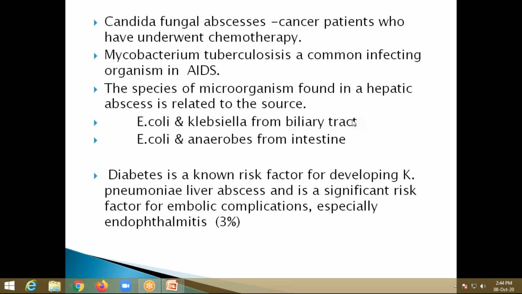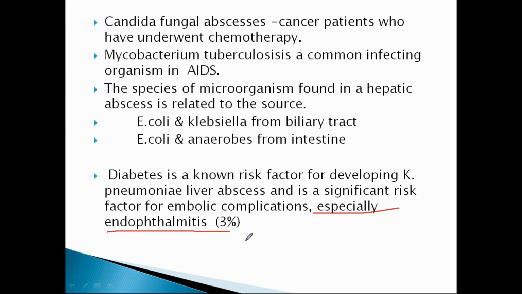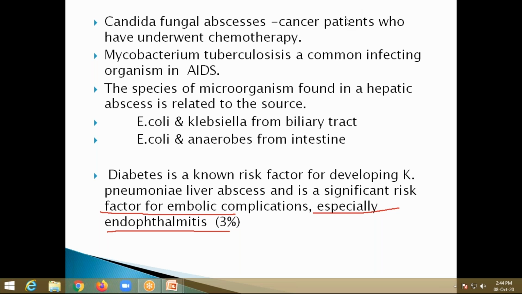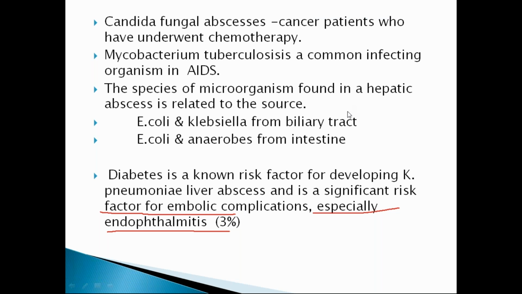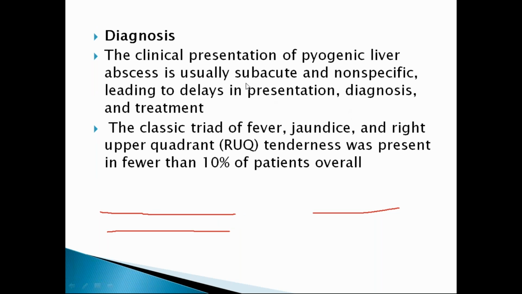E. coli and Klebsiella will come from the biliary tree. E. coli and anaerobes from the intestinal tract. Diabetes is a risk factor for Klebsiella pneumonia, liver abscess, and significant risk for embolic complications. So diabetics having Klebsiella pneumonia have a specific but uncommon complication, endophthalmitis. They may lose their vision. It happens in up to 3% of people. Even though it is very uncommon, you have to keep an eye out. Diagnosis is always aspiration and culture.